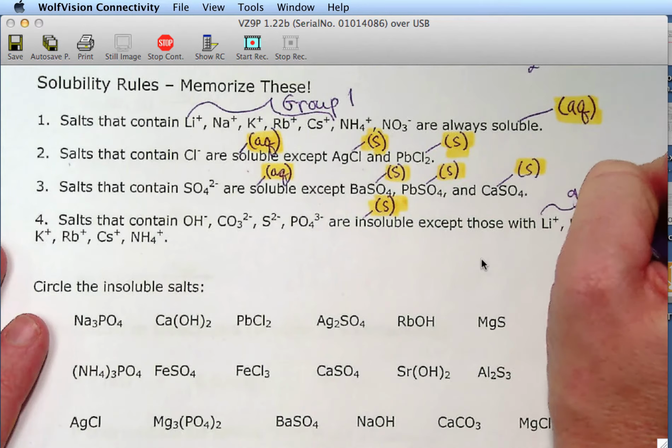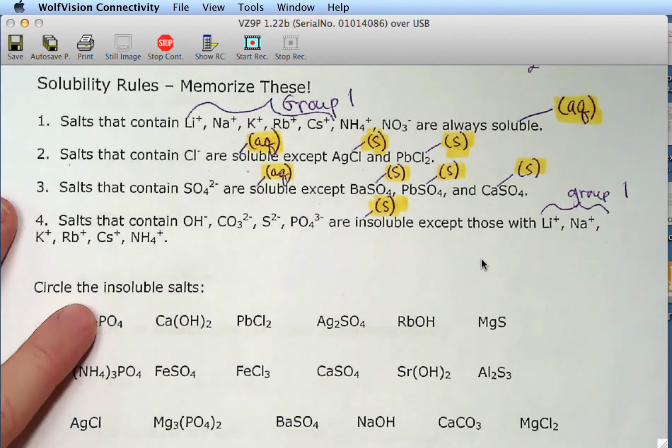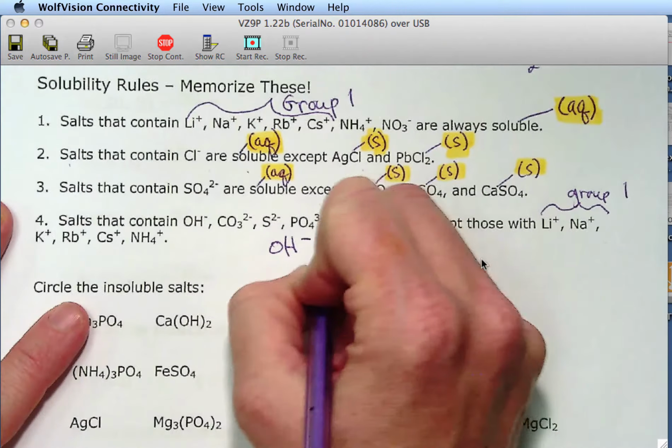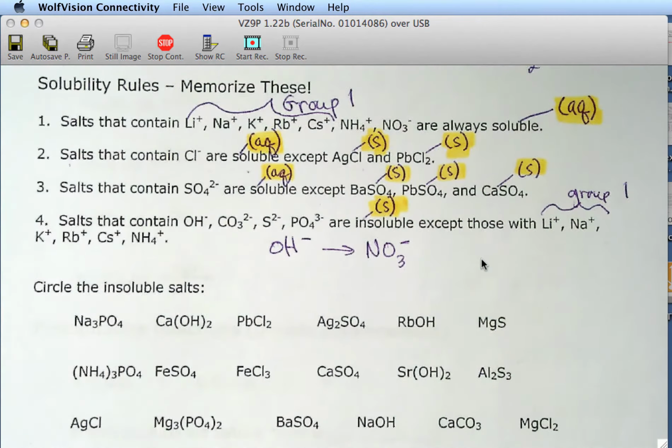Group 1 or ammonium. Now, I often get a lot of questions. Why in that last rule don't you have nitrate ion listed, right? Why isn't that the exception? Yes. So it's negative, very good. So you're not going to have a negative going with a negative, right? So that's why it's not listed in the rule.